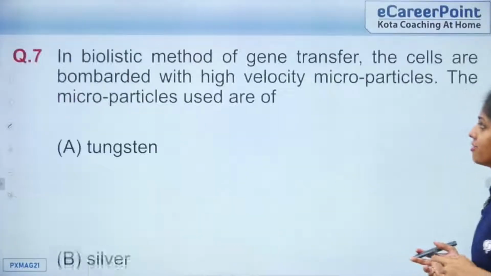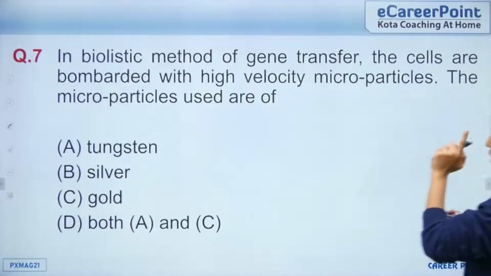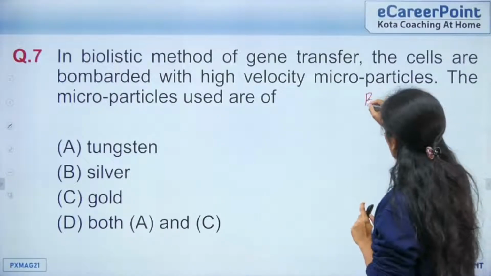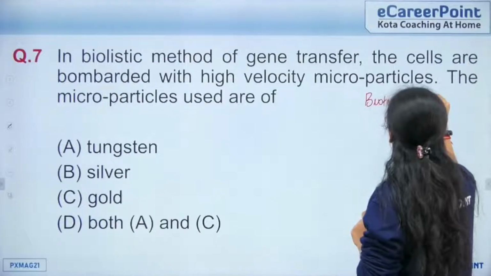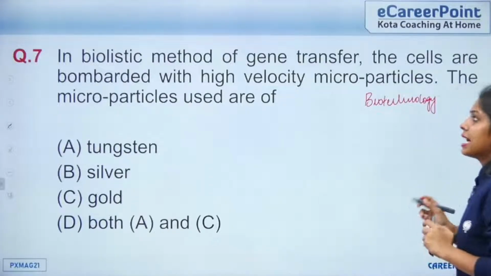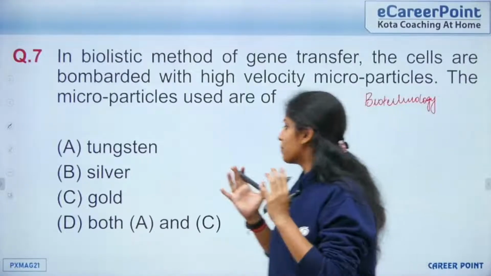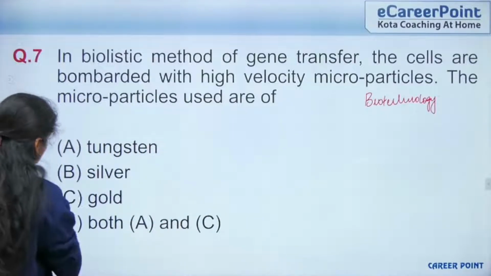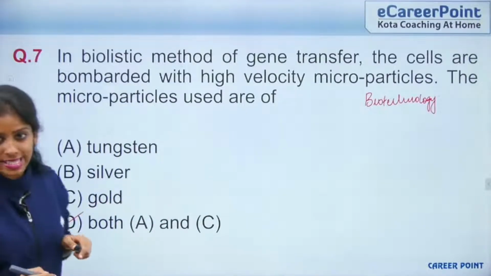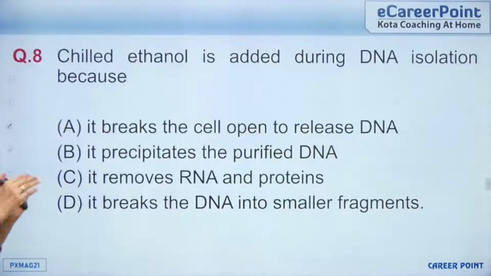Question 7: in a biolistic method of gene transfer. When you talk about gene transfer, the chapter is biotechnology, right? The cells are bombarded with high velocity microparticles. The microparticles used are tungsten and gold, if you remember. So it is both A and C. All right, this chapter is very important when you consider class 12.